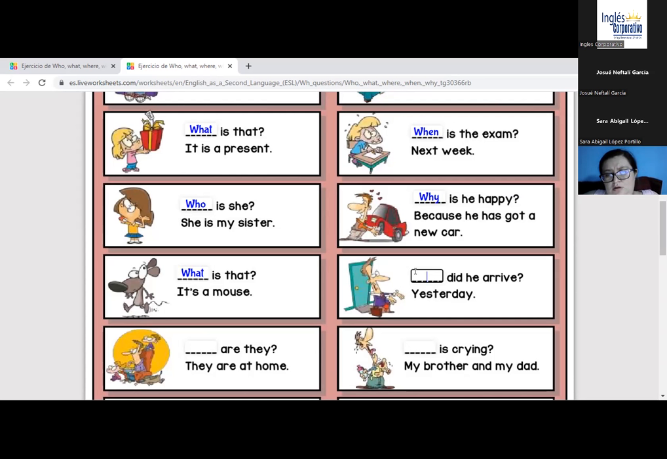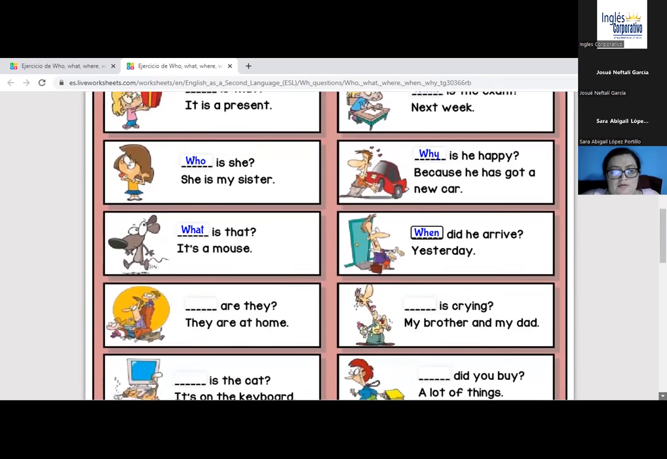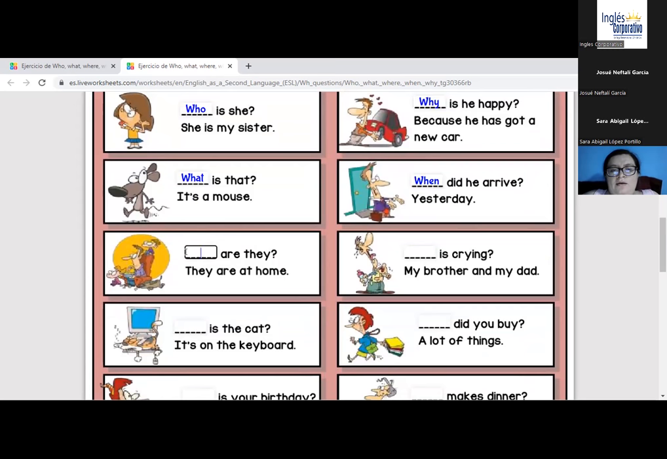And did he arrive? ¿Cuándo? When did he arrive? Yesterday. Okay. ¿Dónde? At home. Ajá, porque ¿a dónde están ellos? Era who. Why le pusimos y nos salió malo. Era who. ¿Quién? Es que es quién. Sí. Y is the cat. ¿Dónde está el gato? Está en el teclado, creo que quiere decir. Sí, entonces, the keyboard, teclado. Sería where.